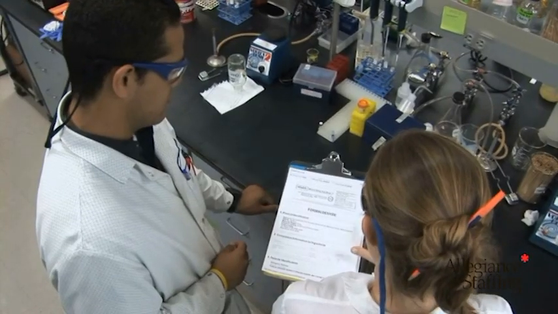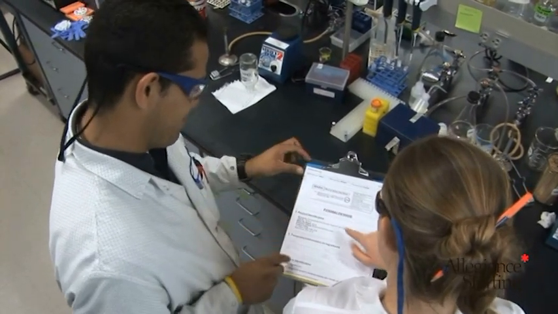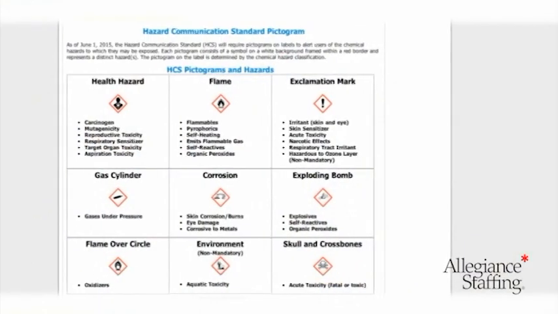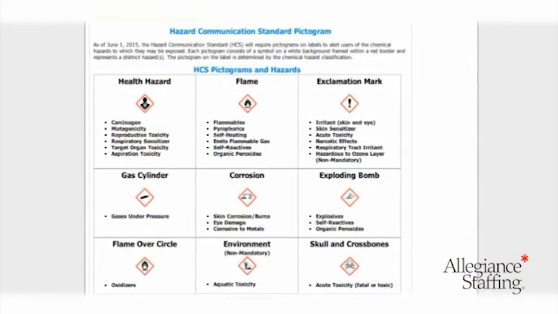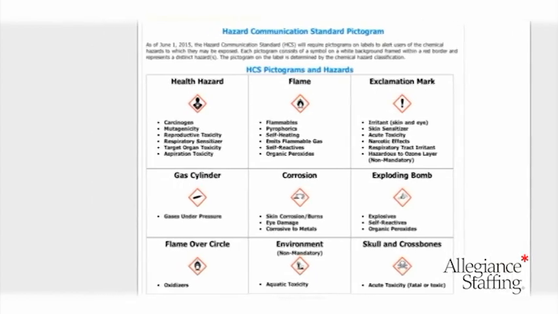In order to ensure chemical safety in the workplace, information about the identities and hazards of the chemicals must be available and understandable to workers. OSHA's Hazard Communication Standard, HCS, requires the development and dissemination of such information.